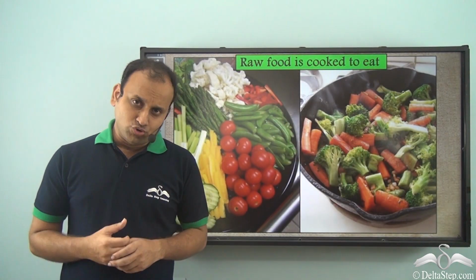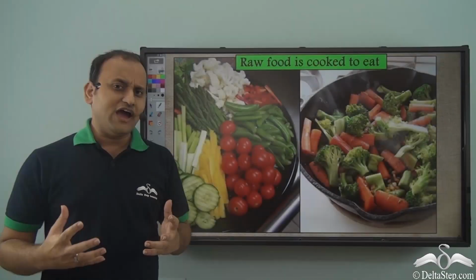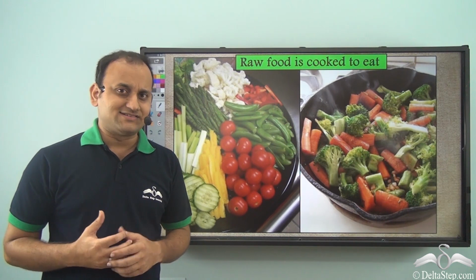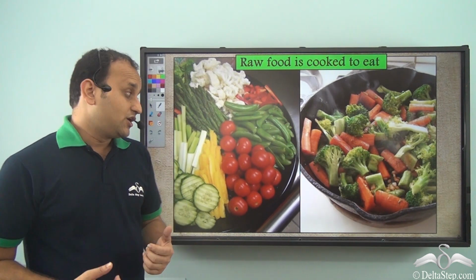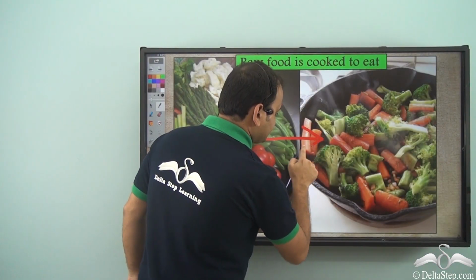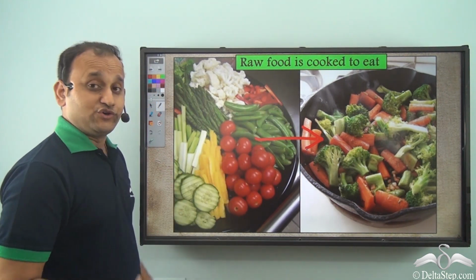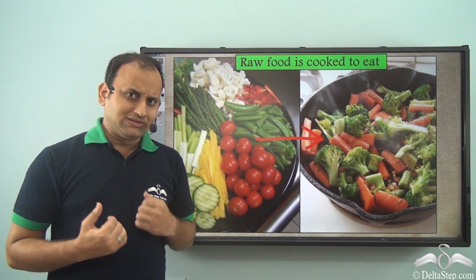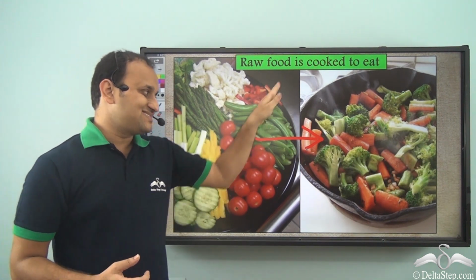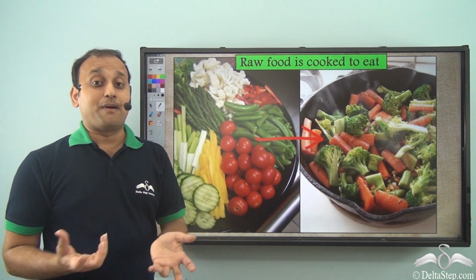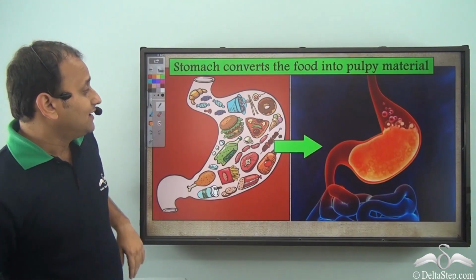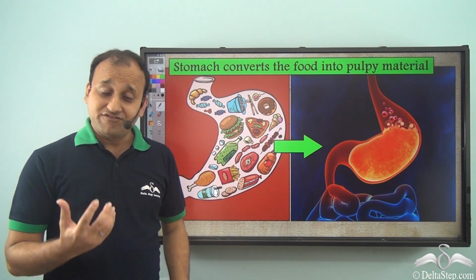Now, what does it do? Well, when you have raw food at your home, you cannot really eat all the raw food as it is. So what you do is, you have to cook it. And once you have cooked it, you will be able to eat it. So in our body too, there is an organ which processes this food so that other parts of the body can take up that food. And that's what is the purpose of stomach.